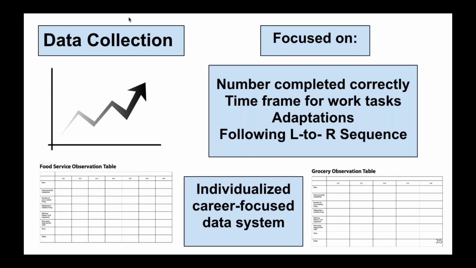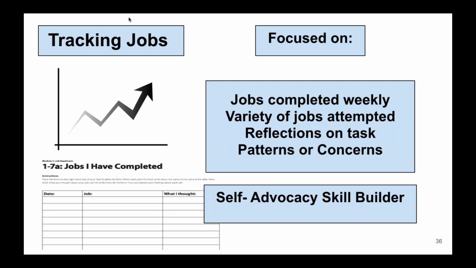You're really going to focus on looking at tasks that are completed. Did you have to adapt anything? Were the individuals able to follow the sequence? As well as anything else that stands out in these 5 module areas. As you track these jobs, you're going to really focus on the reflection time as well as patterns and self-advocacy. So each time a job is completed, you're going to, with the individual, really take some time to track their success as well as what was challenging.